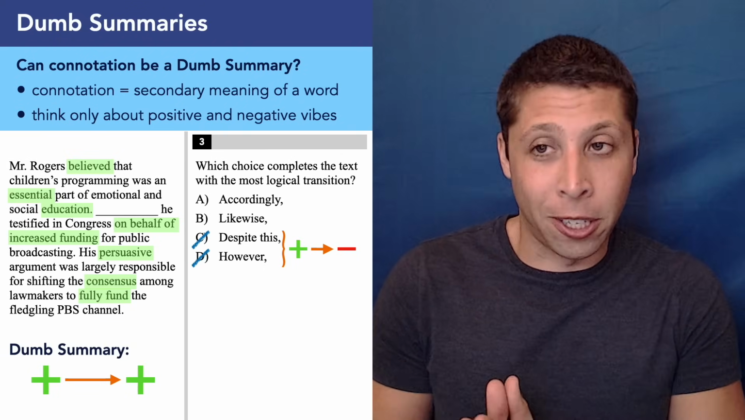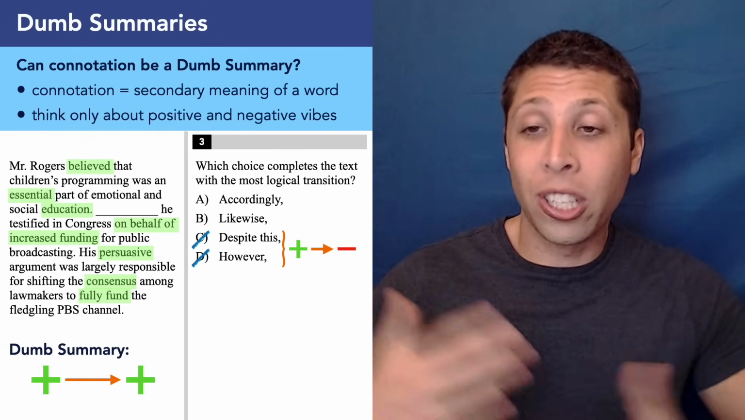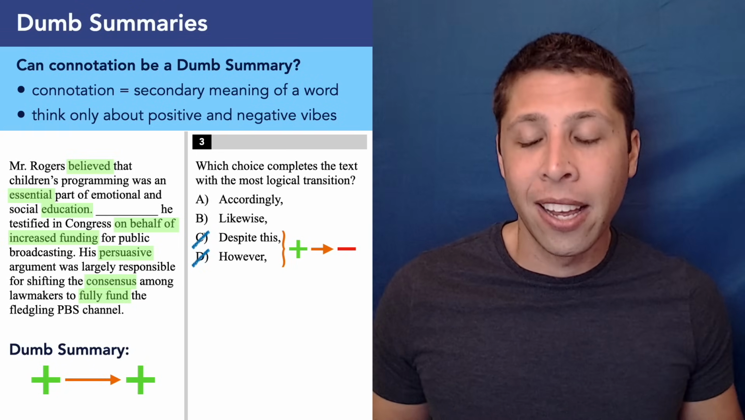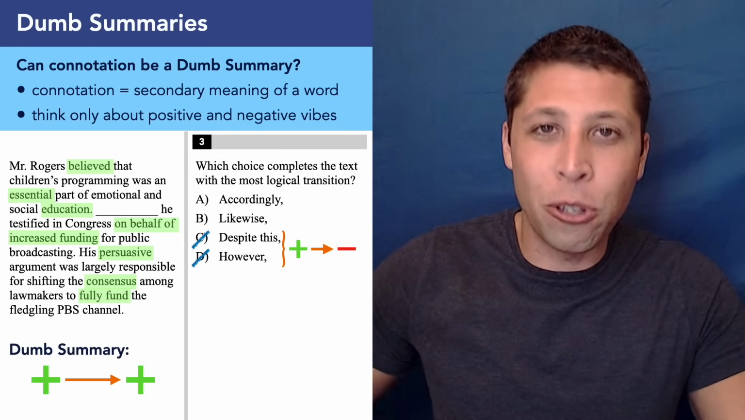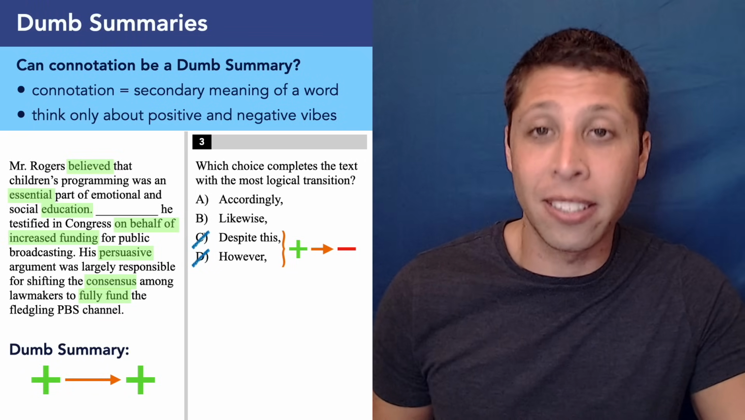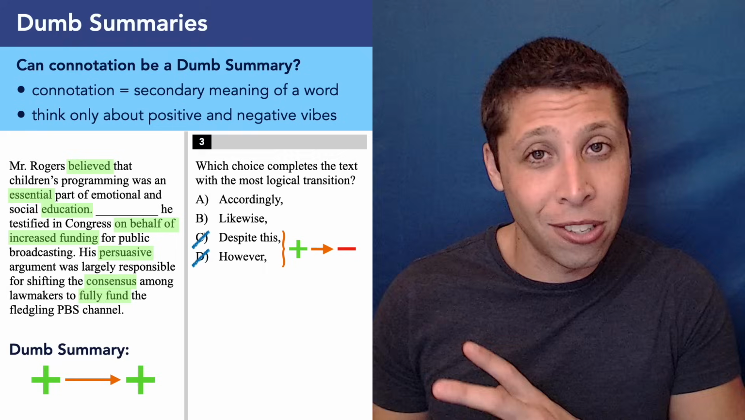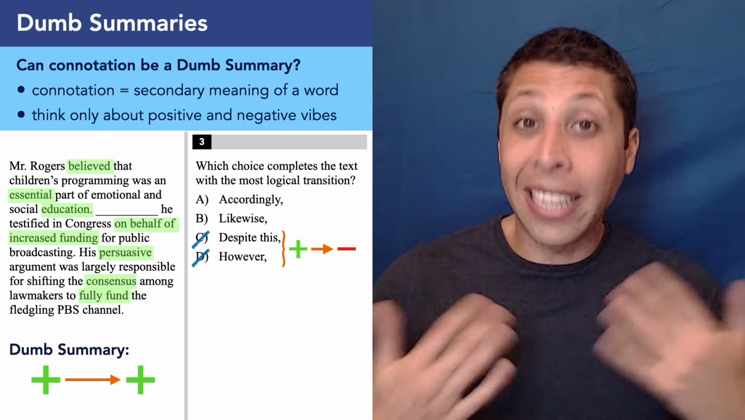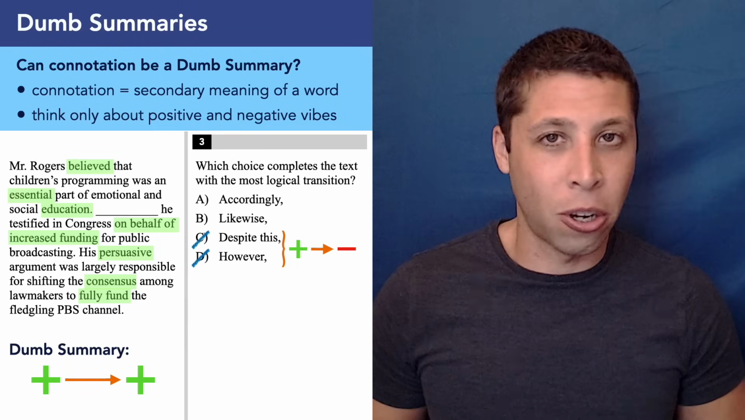For the other two, it's a little trickier. Accordingly and likewise are both words that we would use to kind of continue a connotation, continue an idea. So in a dumb summary way, it's not really going to be enough to just pick the right answer. This is the limit of a dumb summary. Sometimes we have to be a little less dumb and we need to dive a little deeper into what the words mean, what the passages mean, but it's okay. Because as we'll see in future episodes, a dumb summary can be more than a connotation, and these transition words are like a great place to show that.